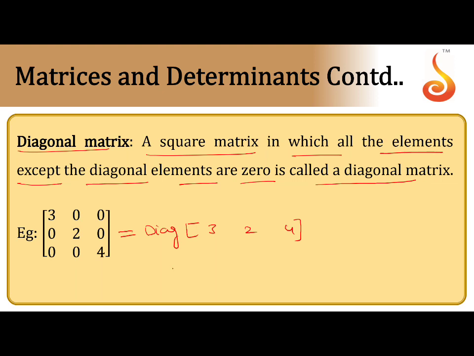I hope that is clear now. If I take one more example, diag(2, 5), this means a 2 by 2 diagonal matrix. So you can write 2, 0, 0, 5. That is how to write the diagonal matrix. I hope that is clear now.